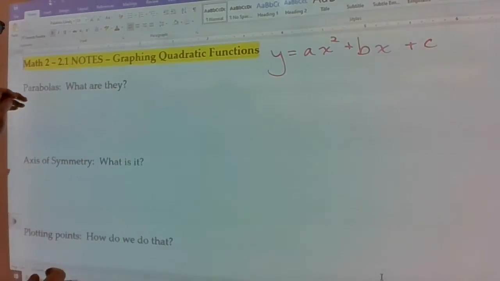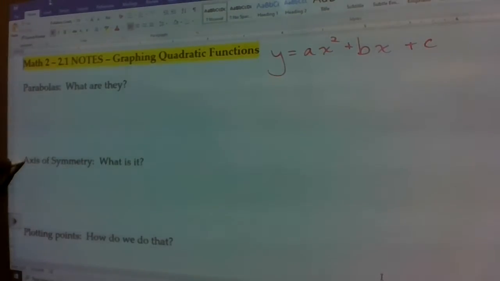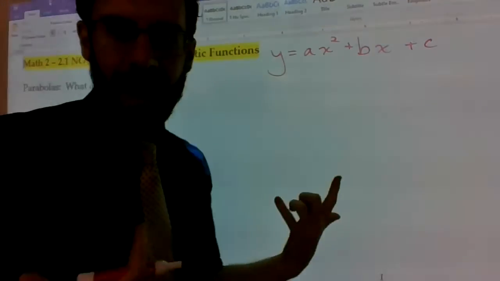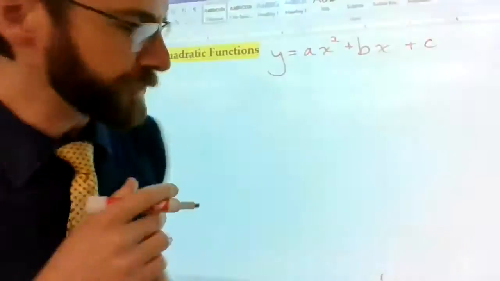So 3 real questions to start out with. Parabolas, what are they? The axis of symmetry, what is that? And then plotting points, how are we going to do that in particular with these quadratic equations? So I'll start with the first question.